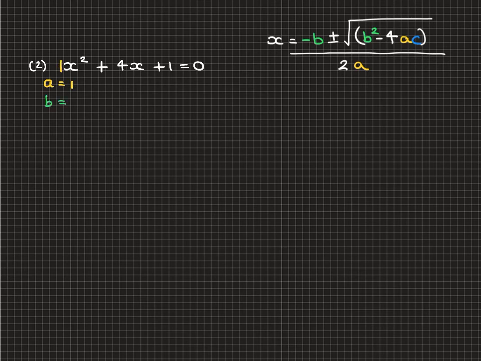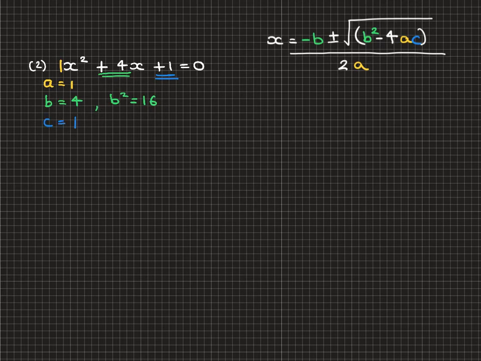B is equal to 4. And write down b squared as well. It's equal to 16. Do not miss out that step. It will come very much in use later on when we look at some more complex examples. And c is equal to 1 as well.